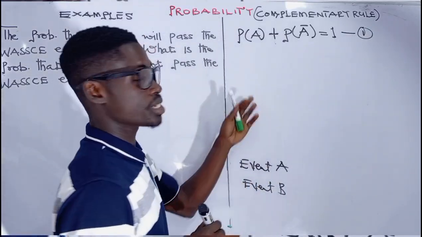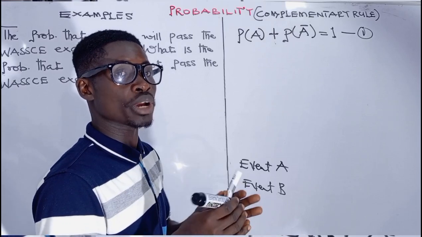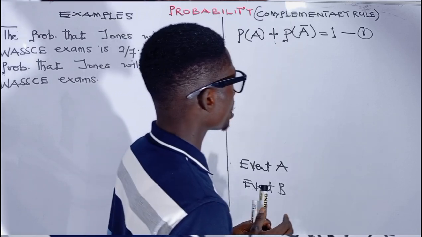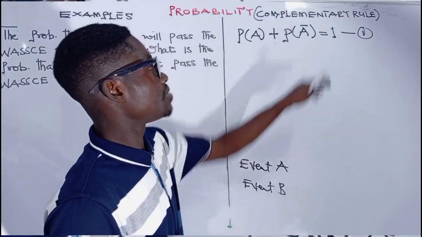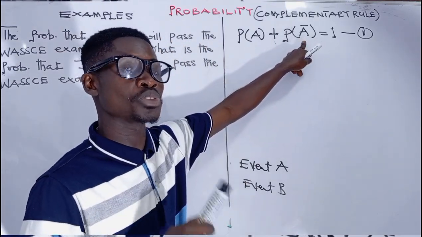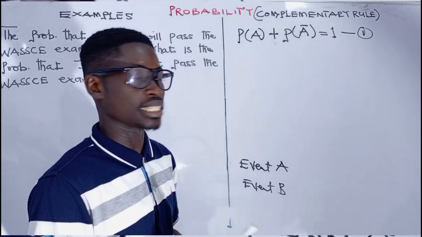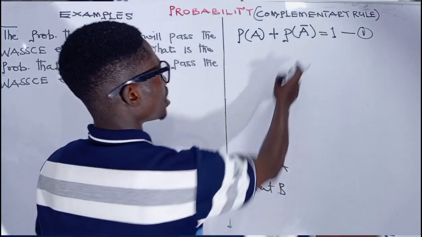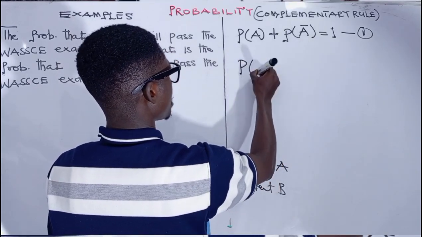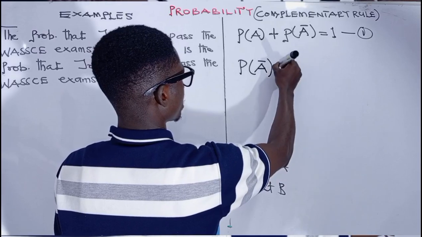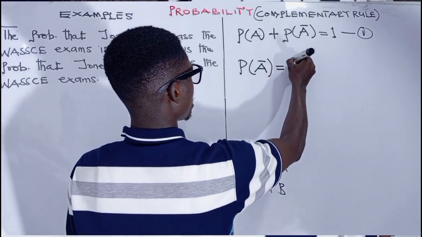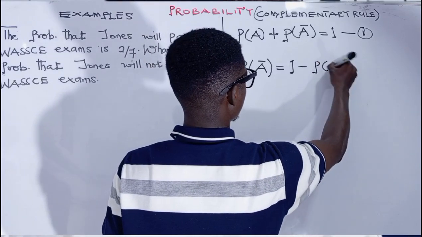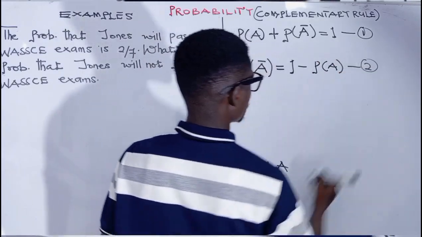Now from this equation, we can deduce two more equations in addition to this. So let's assume that we don't know the probability that event A does not occur, or we don't know the complement of A. We want to find it. Applying the little knowledge that we have in change of subject, we can say that the probability that event A does not occur is given as 1, and then we transpose this to the right hand side to get the probability that event A occurs. Let's call it equation 2.